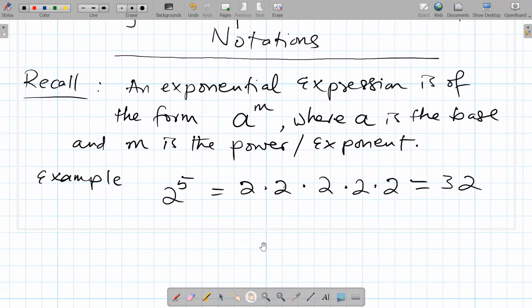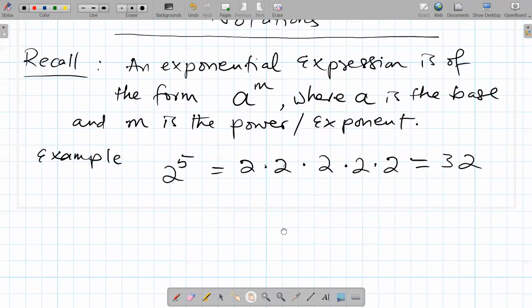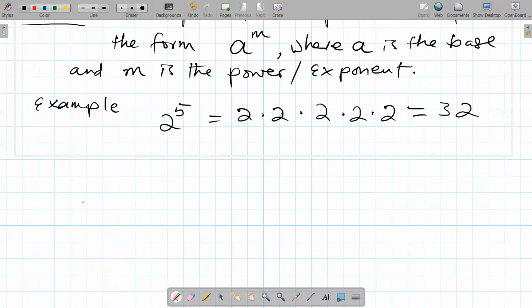Okay, so this is what we call exponential expression, or exponents. Now, like I said, in this session, we just want to look at negative exponents. So we want to look at the rule that governs negative exponents. If you recall, all of the rules that we've considered so far are either 0 power or positive power. Now, in this session, I'm going to move on to negative exponents.